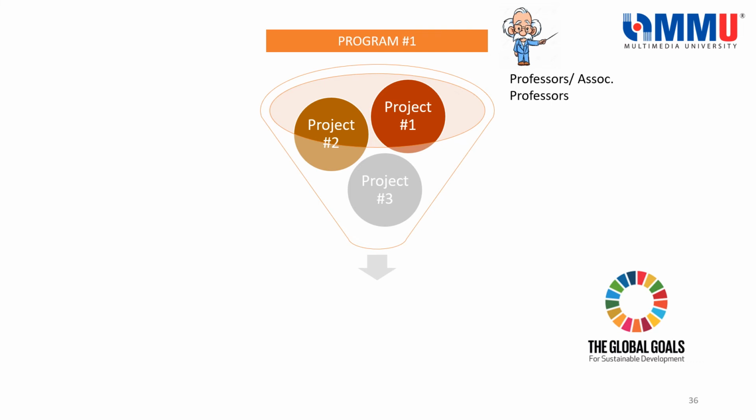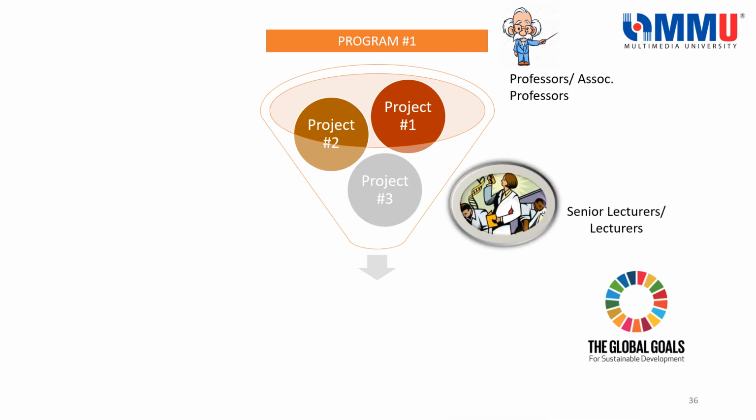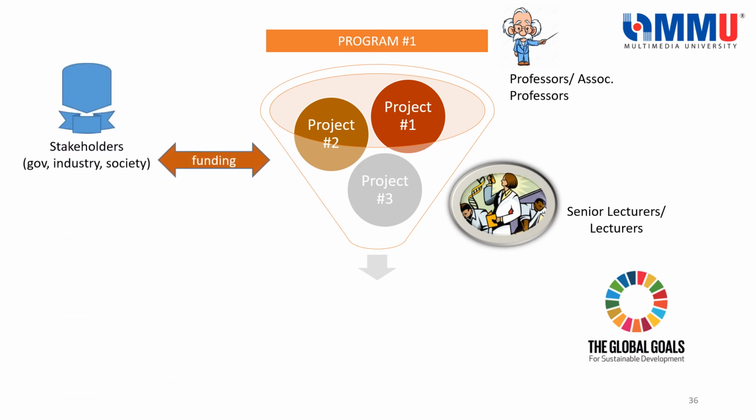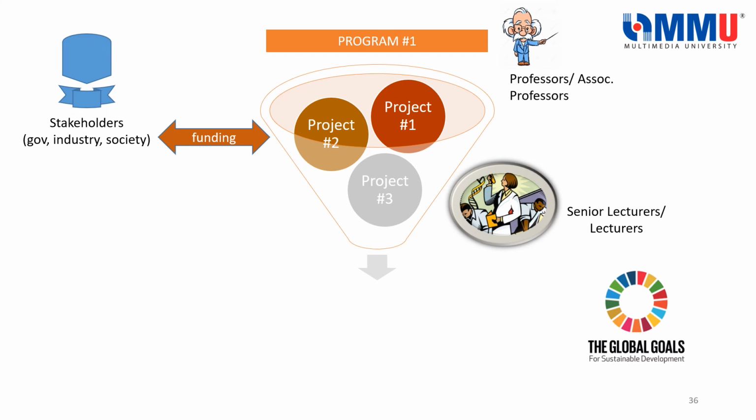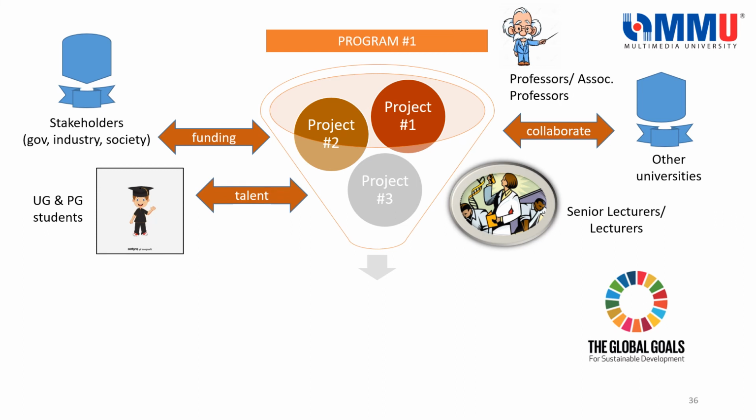You can have a project focusing on IoT for smart urban farming. You can have another project relating to the behavior of farmers or urban farmers in an urban setting. Of course, this whole set of projects are run by lecturers, academics, supported with funding from various stakeholders. You then have collaboration with other universities as well, especially in areas that you are not capable in.